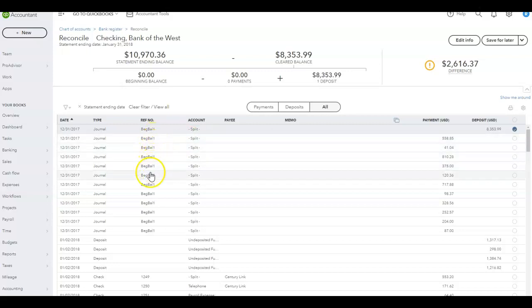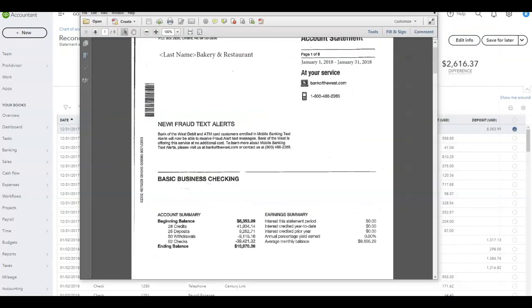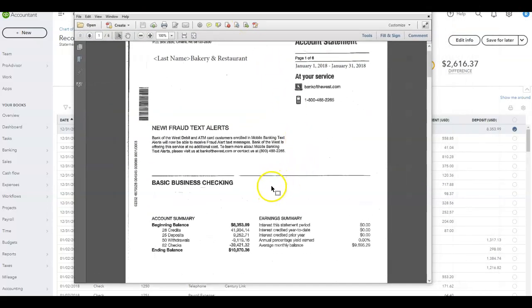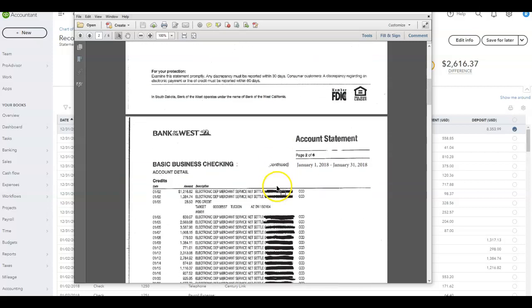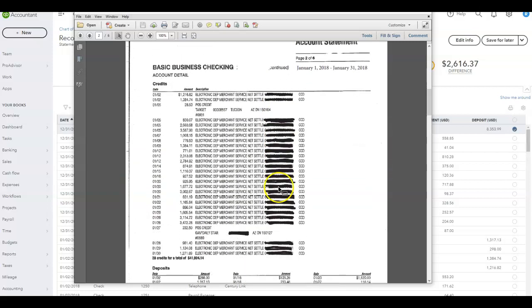And you'll notice these journal entries that said beginning balance, those are the checks and stuff that hadn't cleared at the time we switched at December 31st. So then we take our bank statement and we scroll down and we want to check off everything that's on the bank statement. We want to find it in QuickBooks and check it off.